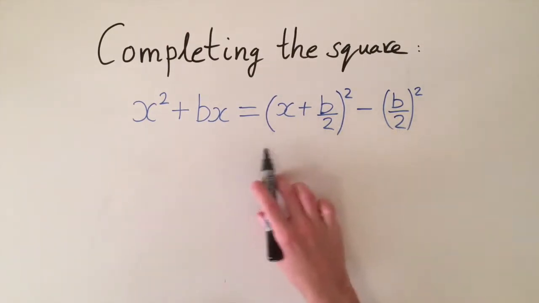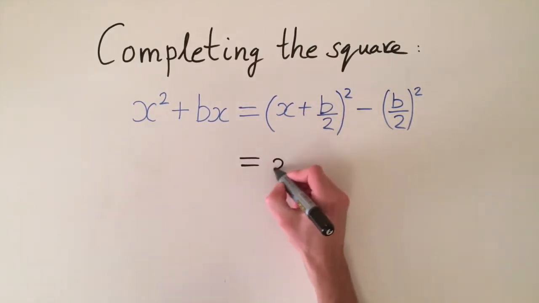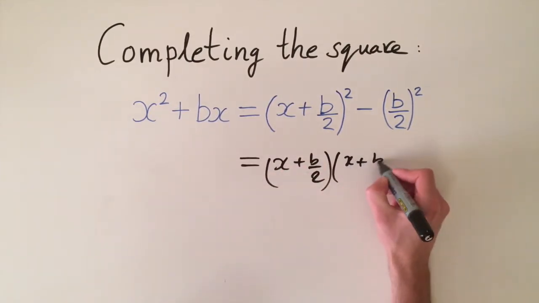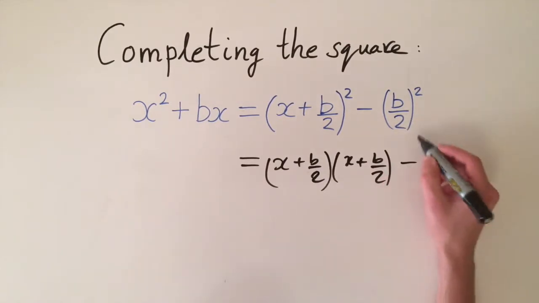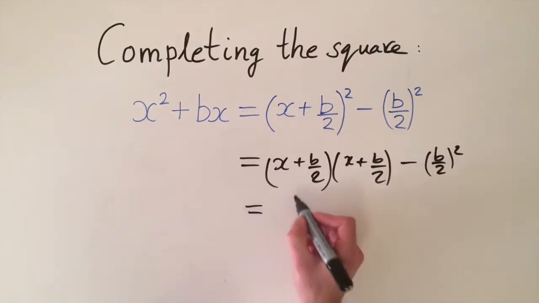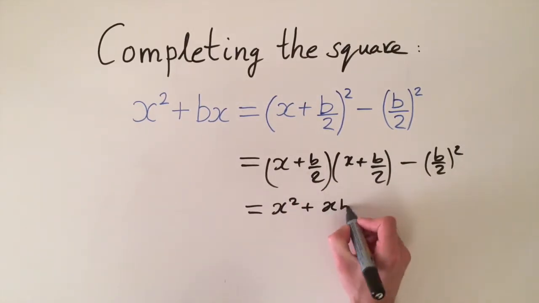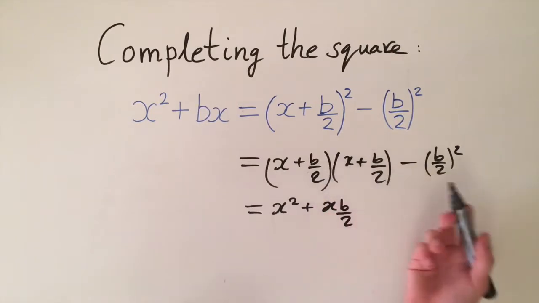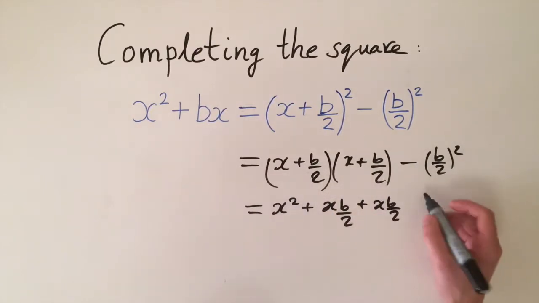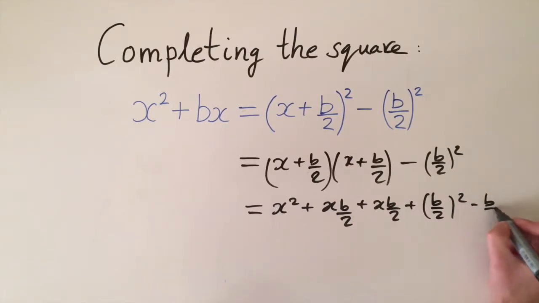So we're going to expand everything out on the right hand side and just compare with the left hand side. We can write this square bracket here as x plus b over 2 times itself, so times x plus b over 2. And I'm going to leave this term here as it is, so we'll write b over 2 squared. Now let's expand these brackets out. We're going to get x times x, so that's x squared, x times b over 2, and b over 2 times x, which is the same as x times b over 2. And then we're also going to get b over 2 times b over 2, so b over 2 squared. And then we still have the minus b over 2 squared.